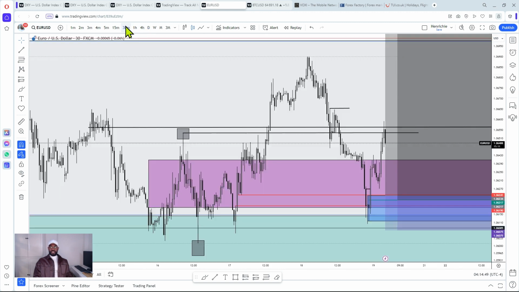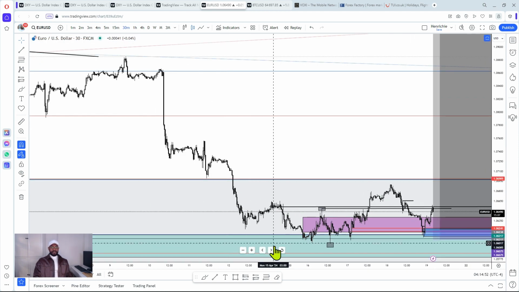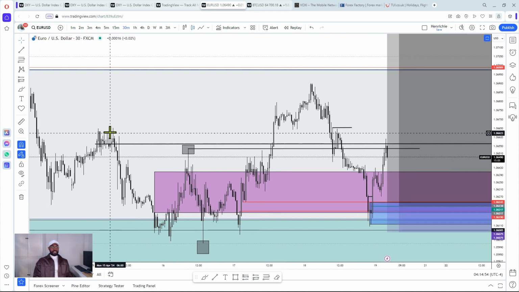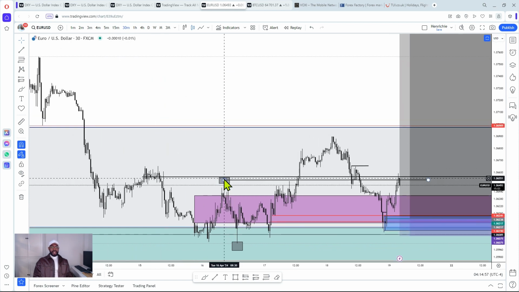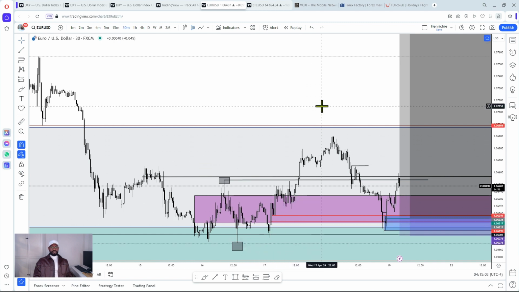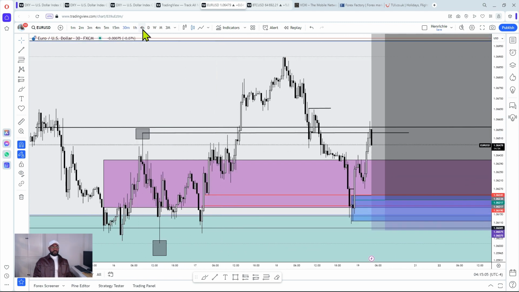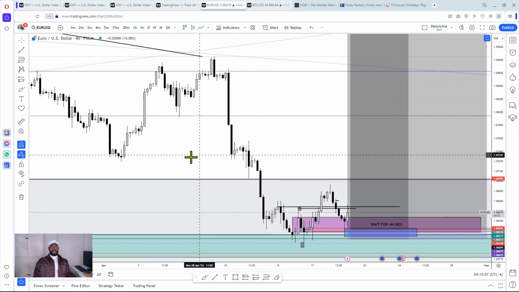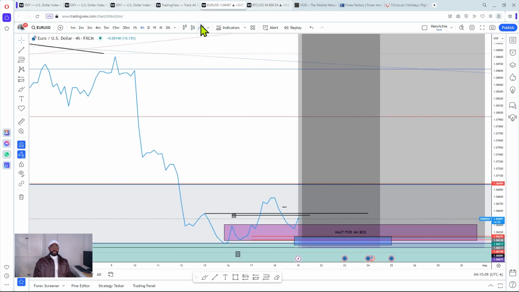If we go to the 30 minute time frame, you can see very clearly after we mitigated the green box, we created an overall high on the 30 minute time frame, created an overall low as well. And after that, we saw this break of structure. And we did an analysis looking at the line chart from the 4-hour time frame. You can do that again.